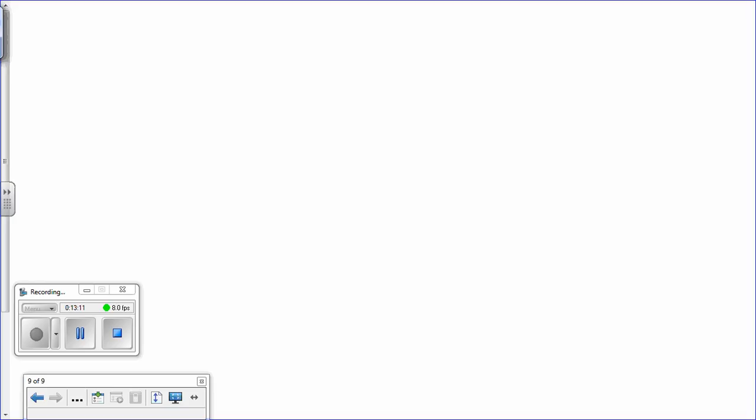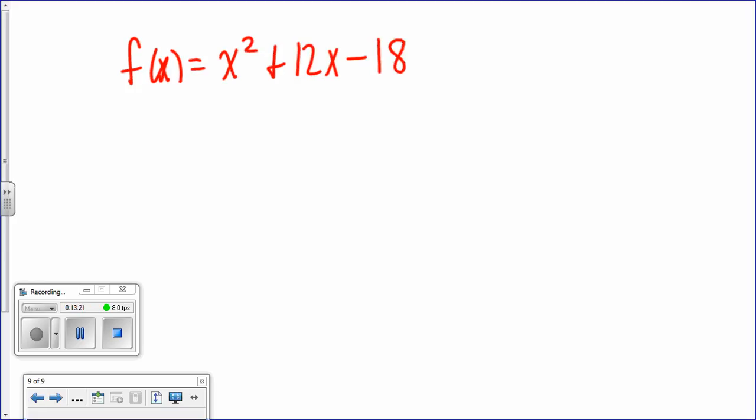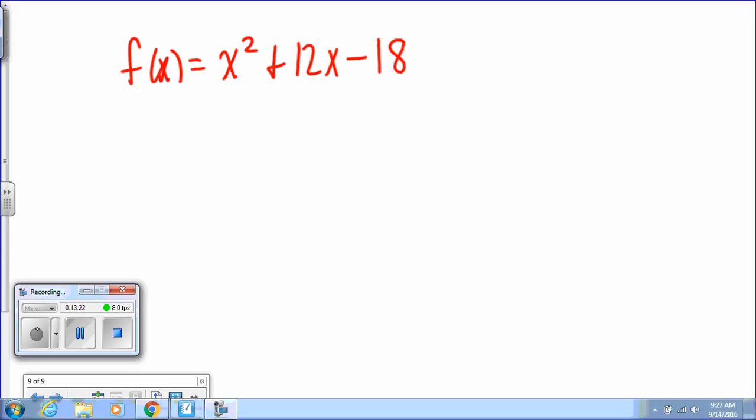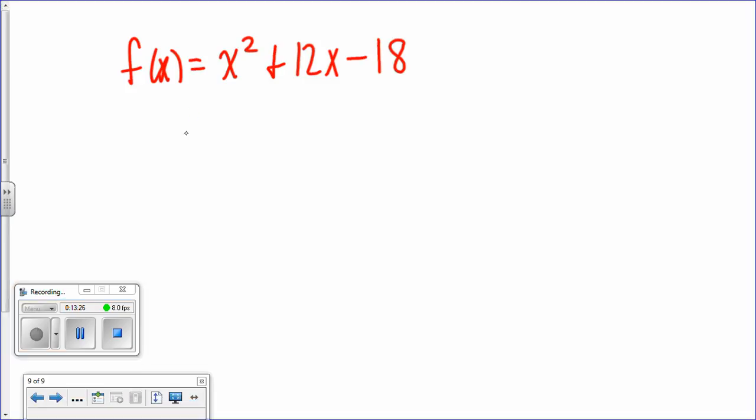How about f of x equals x squared plus 12x minus 18. Do I need to worry about step 1? No. Okay, so I'm just going to go ahead and rewrite this with some space there, because I need some workspace. That's not a step. It's not required. You can cram all that stuff in if you want.